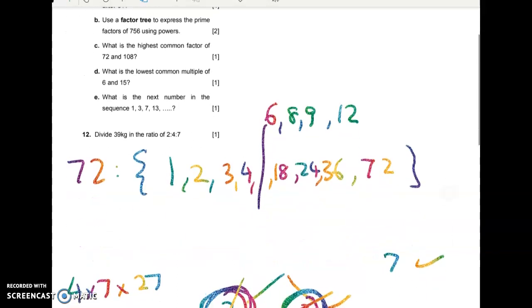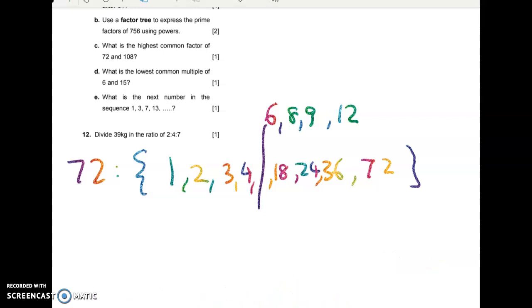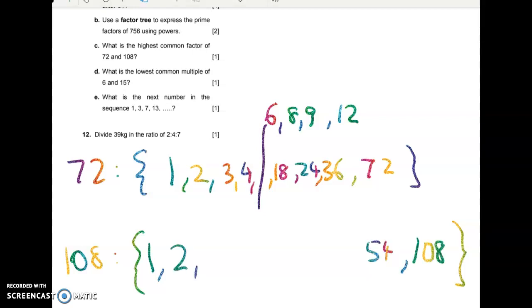Right, let's do 108. So you don't have to list all of them out to find the highest common factor. But I'm going to. I'll do them for 108 anyway, because sometimes you might need to give all of the factors. So we've got 2 and we've got 54. Right, 3. Does 3 go into 108? Yes, it does. I know that because the digits add up to 9. So 3 and, let's think, 3 30s, 3 and 36.